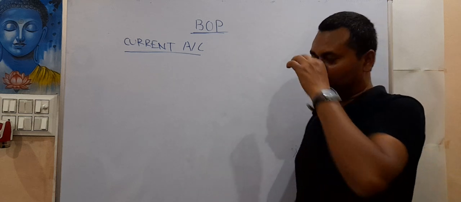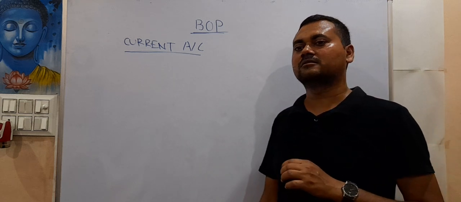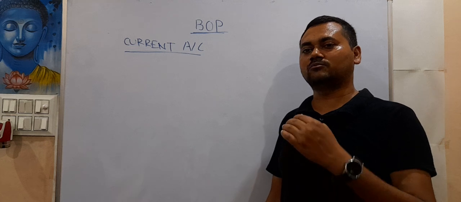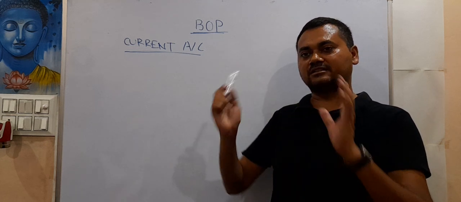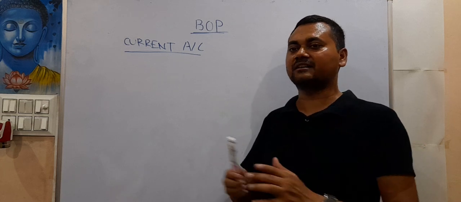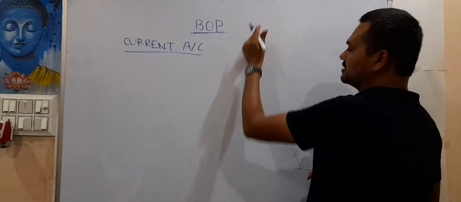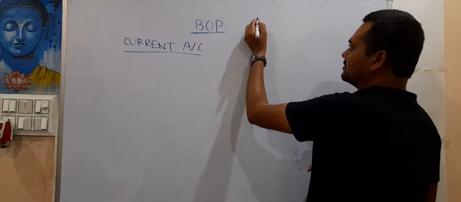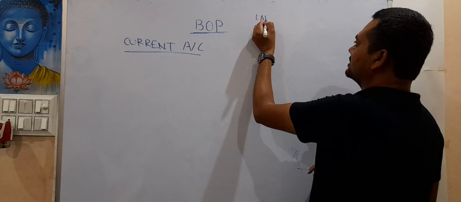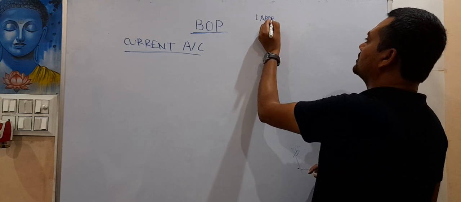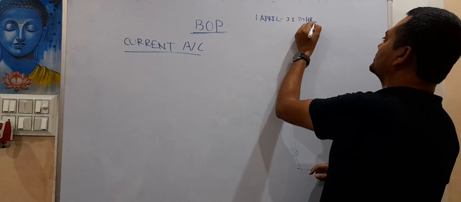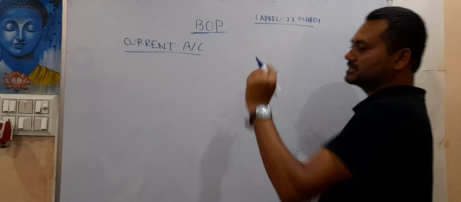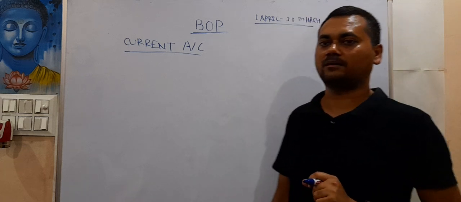So, I hope the definition is clear. All the monetary transactions of India with the rest of the world in a certain period of time. That certain period of time is what? The financial year, 1st of April to 31st March. This is the definite period of time.